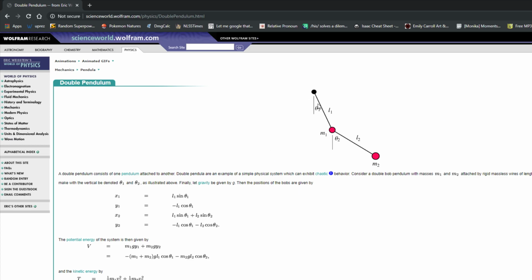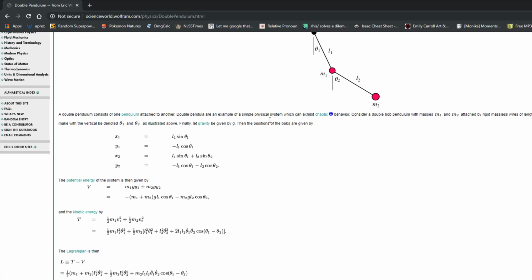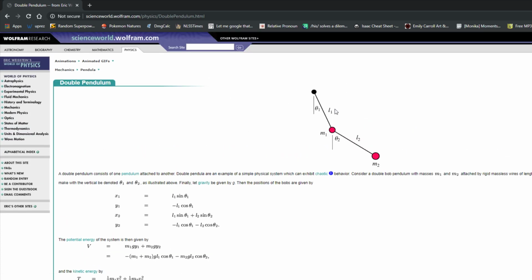So this is a double pendulum, which is two masses attached to lengths that are attached to a central point where it is anchored. Of course, these are frictionless, and they are massless, rigid bodies, and we're basically trying to break down the second order derivative.